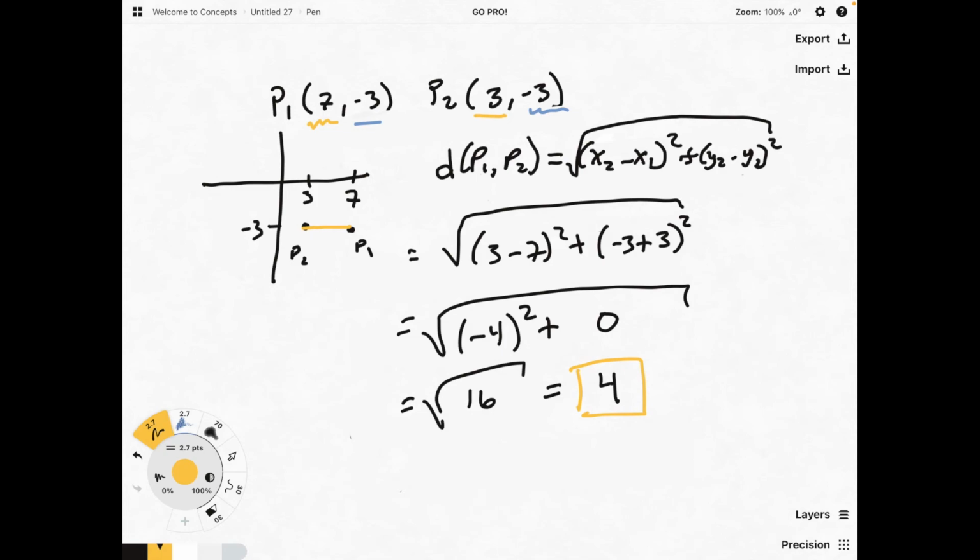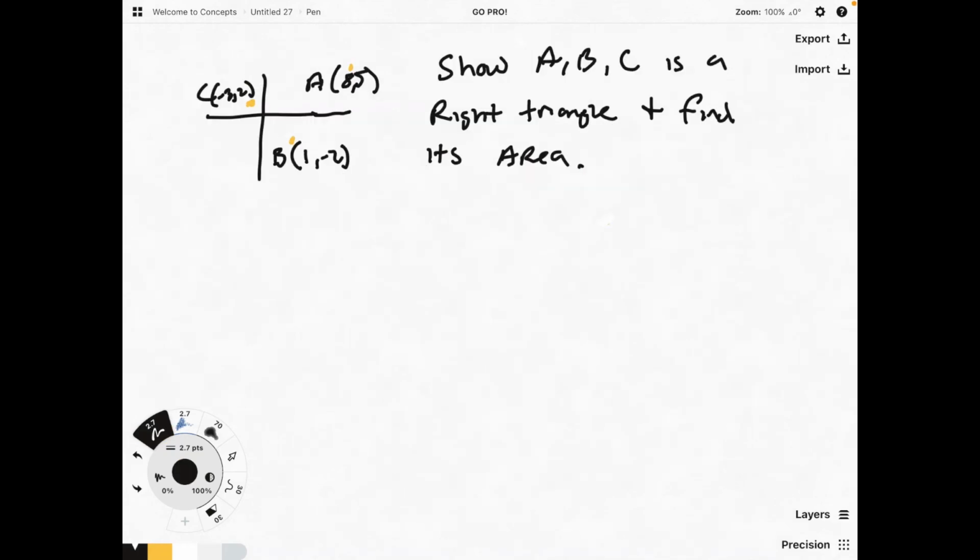Now that we know how to apply the distance formula, let's look at a more advanced example so we can see how else to utilize this formula. Looking at our next problem, we have the points A at 8, 5, B at 1, -2, and C located at -3, 2. The question asks: show that A, B, and C form a right triangle and find its area.